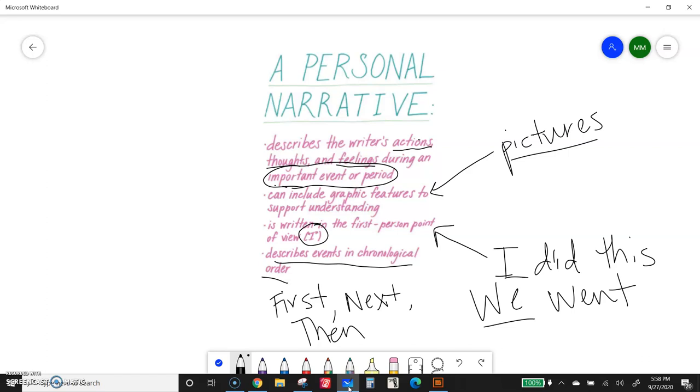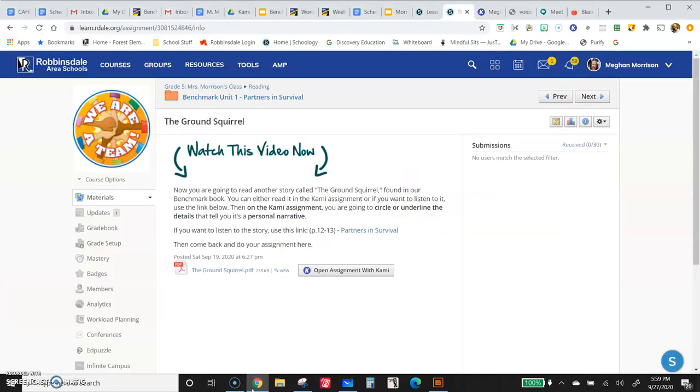Graphic features. What did she do? What did she think? What did she feel? Where do you see I, we, me, my? All clues that it's first person. And where does she describe things in chronological order? Those are all clues that you will be looking for in this assignment.